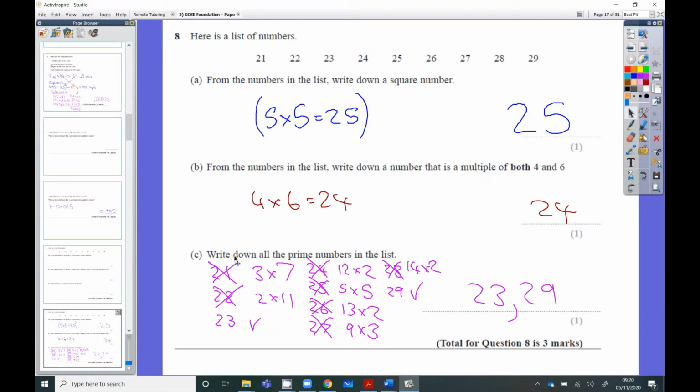Now, part C, write down all the prime numbers in the list. Remember, a prime number is a number that has exactly 2 factors. So 21 is not a prime number because apart from 1 and 21, you can have 3 and 7. 22 isn't because you've got 2 times 11. 23 is a prime number because the only way you can get 23 is by 1 times 23. 24 isn't for this reason. 25 isn't. 26 isn't. 27 isn't. 28 isn't. And 29 is. The only way you can get 29 is 1 times 29.